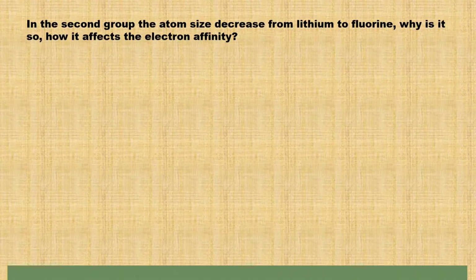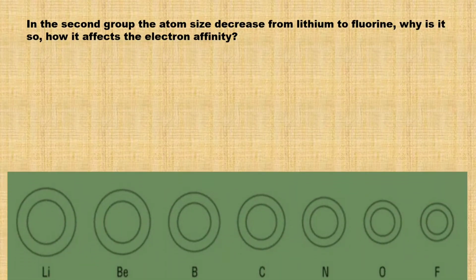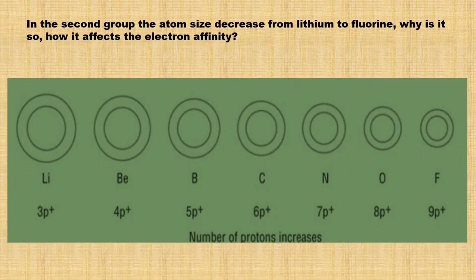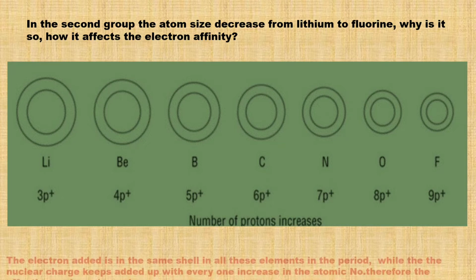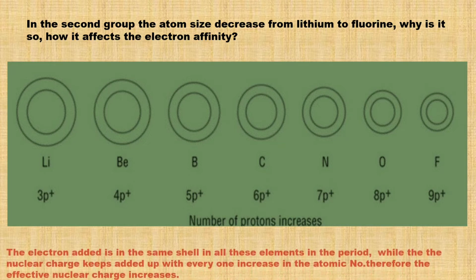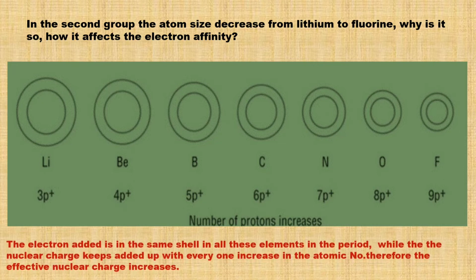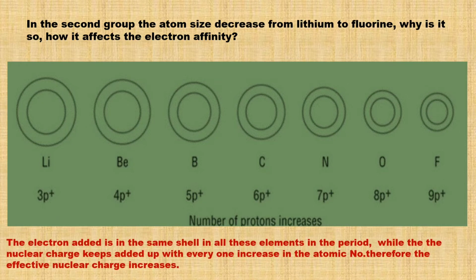Now let us see what happens to this electron affinity when we go from lithium to fluorine in the second period. You can see that the number of protons in each atom is given. Lithium has 3 protons, beryllium 4, boron 5, carbon 6 protons, nitrogen 7, oxygen 8 and fluorine 9.